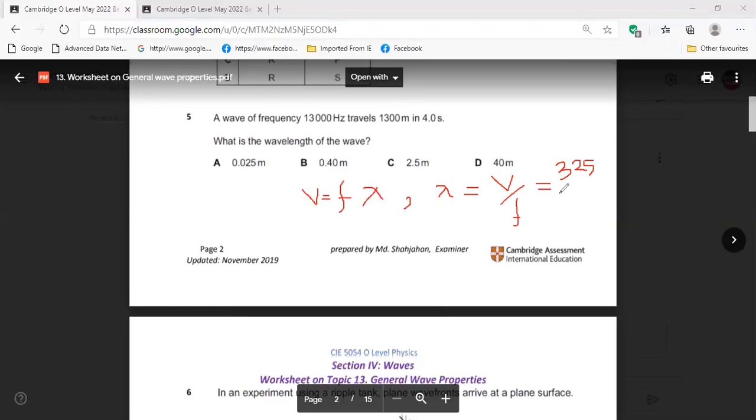Right? The frequency is given, how much? 13,000. Yeah, 13,000. So you write the value, then calculate. What is the answer coming? Sir, 0.025. So the answer is A, right? Yes, sir.